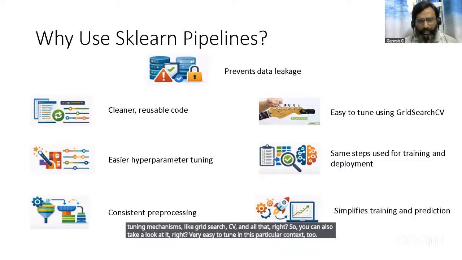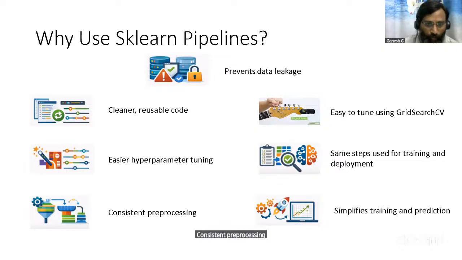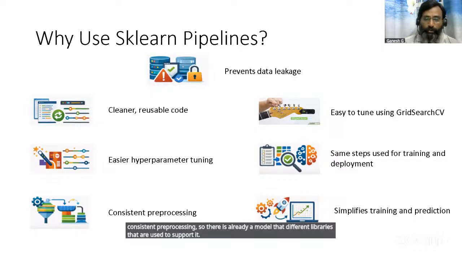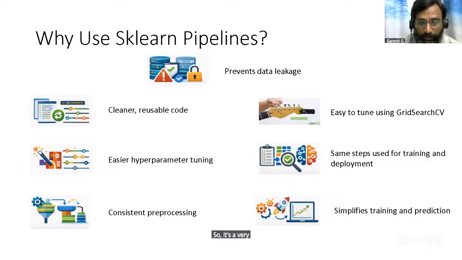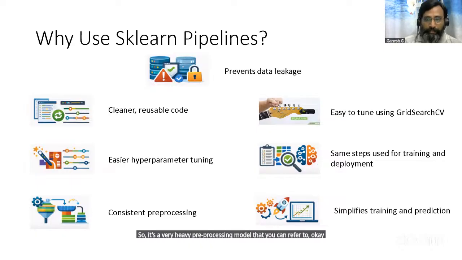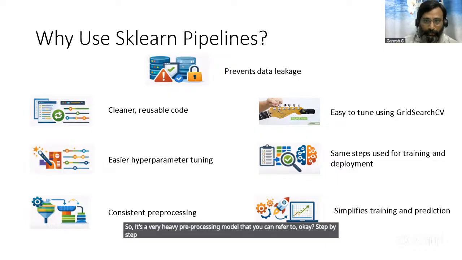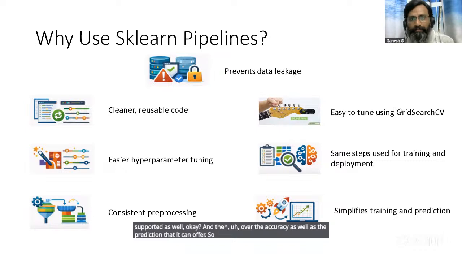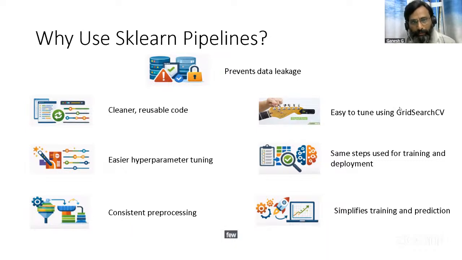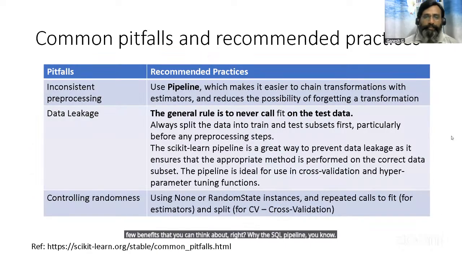There is also consistent pre-processing, as different libraries are already used to support it. It's a very heavy pre-processing model that you can refer to. Step-by-step training and deployment models are supported as well, along with the accuracy and prediction that it can offer. So these are a few benefits of why and where the sklearn pipeline would help you.